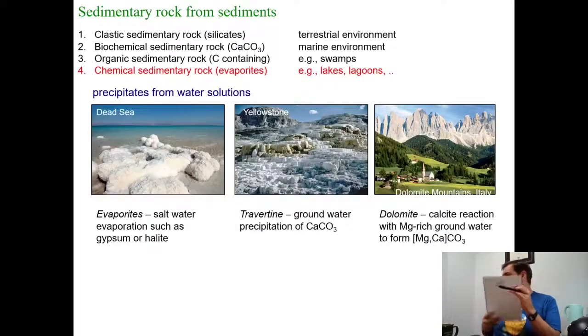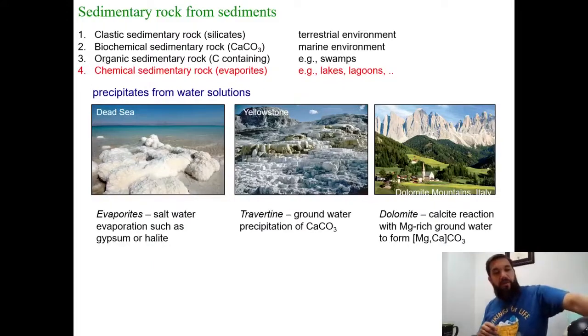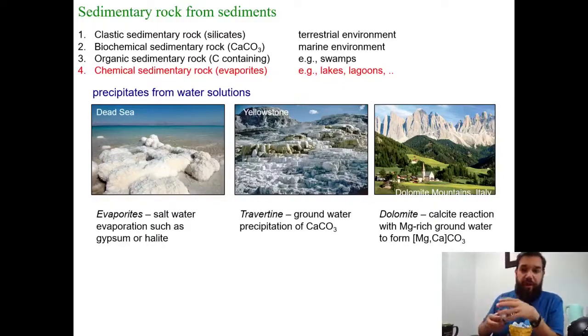Okay. Final group are the chemical sedimentary rocks. Chemical sedimentary rocks are rocks that are composed of direct precipitates from the ocean or from a body of water.